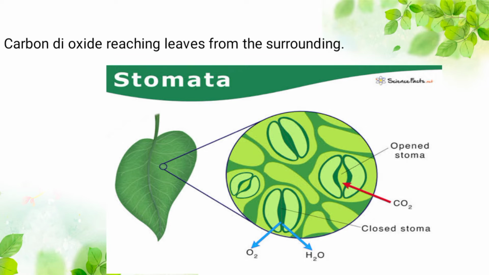So carbon dioxide also reaches the leaves from the surrounding. Water and nutrients reach the leaves from the roots in the soil through a pipe running throughout from roots to leaves. Those two raw materials reach like that, and the third raw material, carbon dioxide, reaches from the surrounding through stomata.